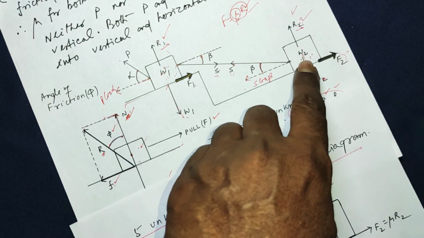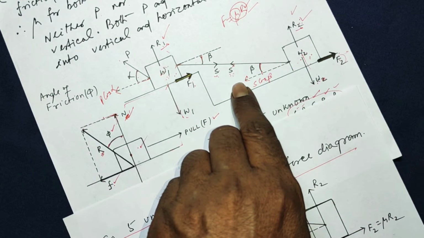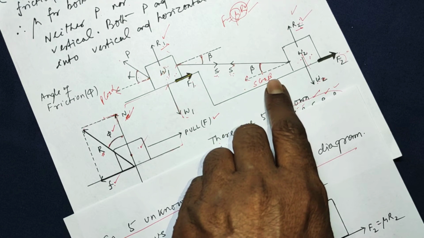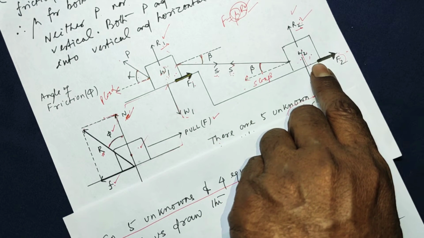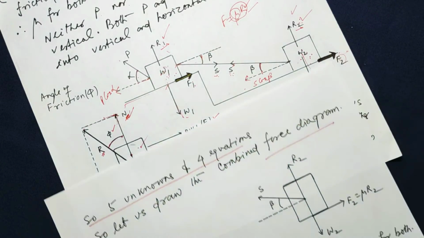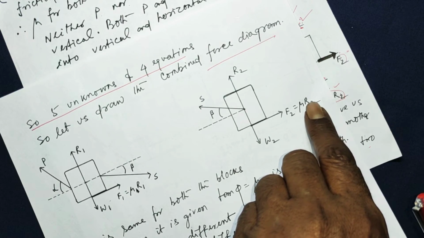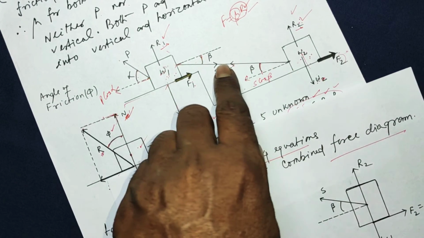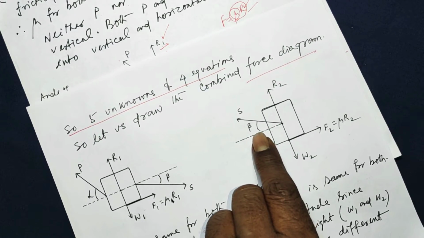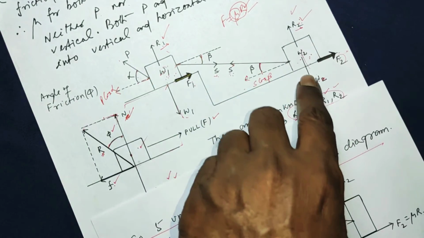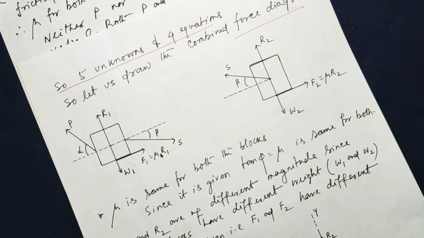Similarly for weight W2, W2 is pulled to this side due to S cos beta, a component of the tension force S. So the force of friction F2 is towards the right. That is what I have shown here. F2 is equal to mu times R2. And the same S, making angle beta with the horizontal, that I have shown here. Reaction R2, weight W2.